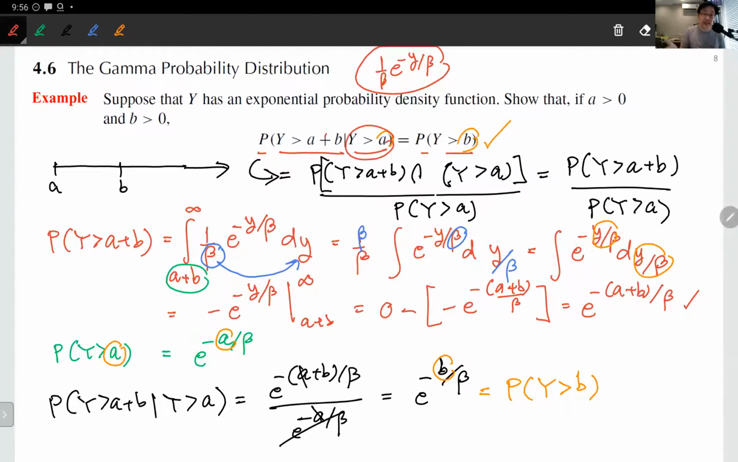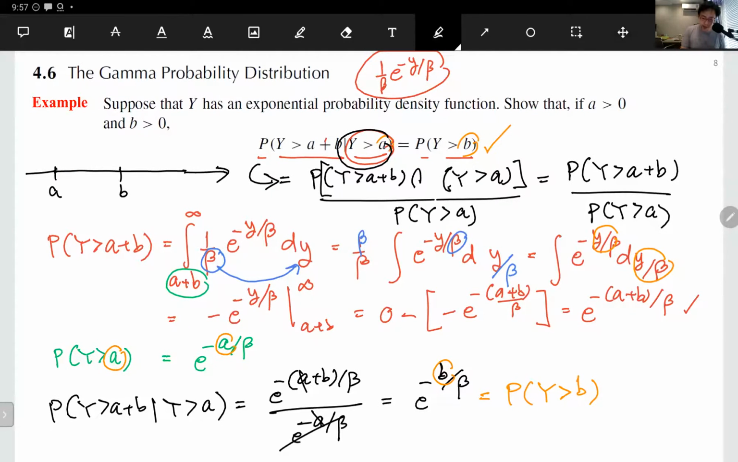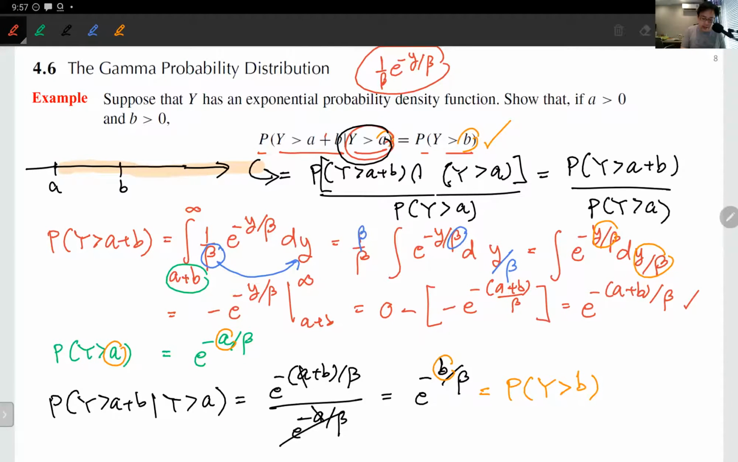Given that Y is already bigger than a, it means this timeline has already gone all the way up to a. Let me use the highlight. So you're already interested in the values that go beyond a. But then you want to figure out the probability that Y is larger than a plus b, so everything falls within this area right here. Given that you're already beyond a, what is the probability that it is beyond a plus b? It means it's to the right of b.